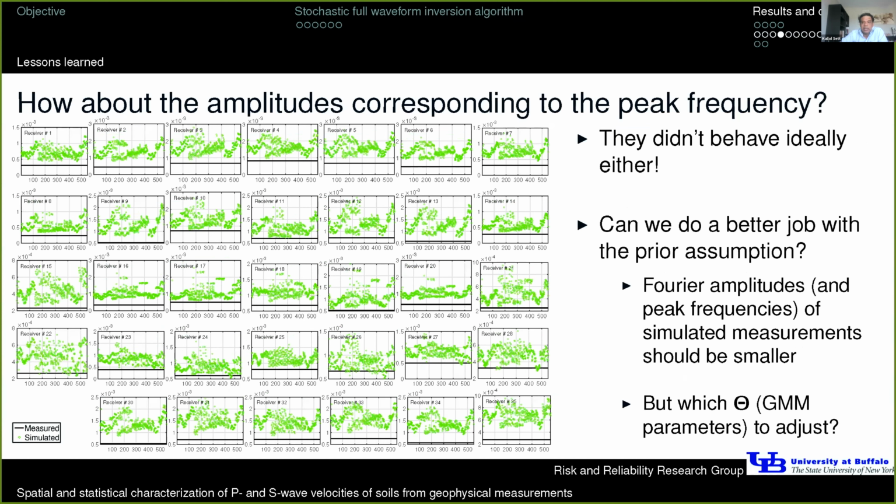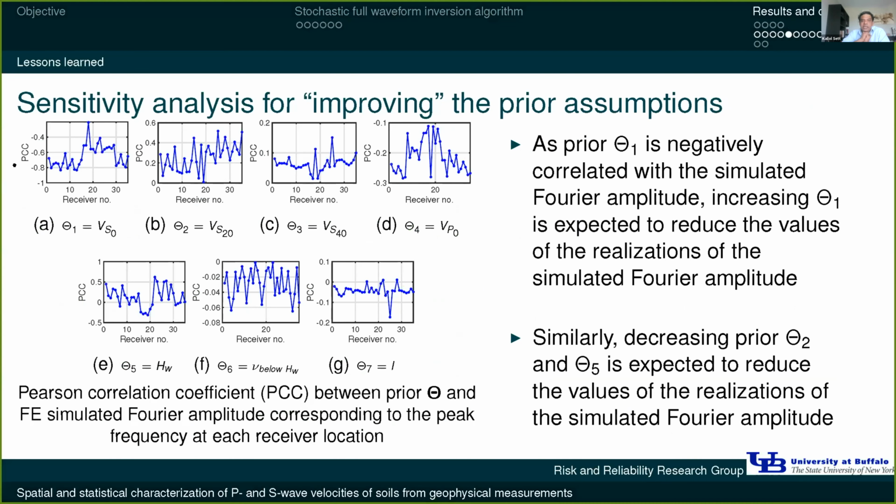So we were thinking, can we do a better job? The Fourier amplitudes and the peak frequencies of simulated measurements should be smaller. So these simulated measurements should come down. They should center around the experiment. But the question is, which parameter to adjust? We're still talking about the prior. So we did some sensitivity analysis for improving the prior assumptions.